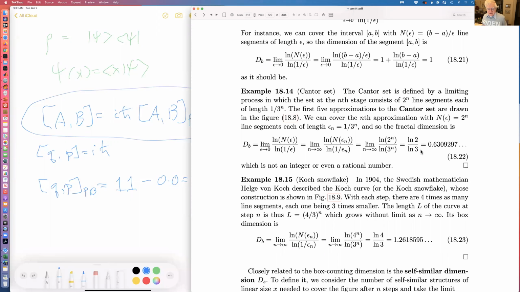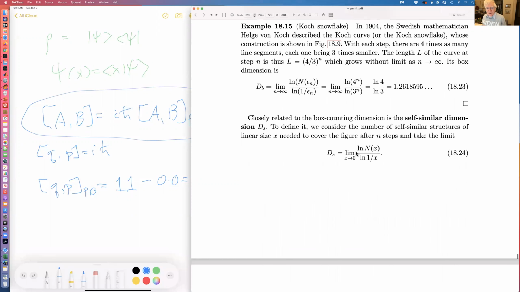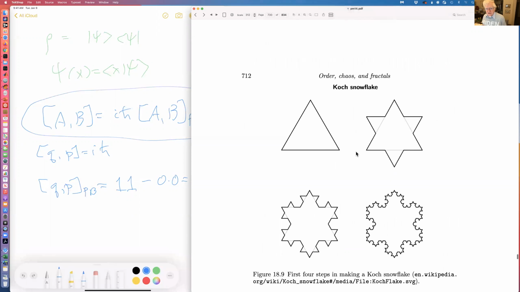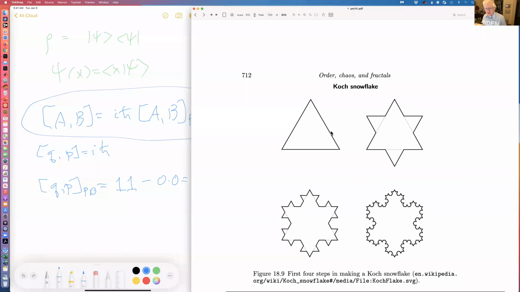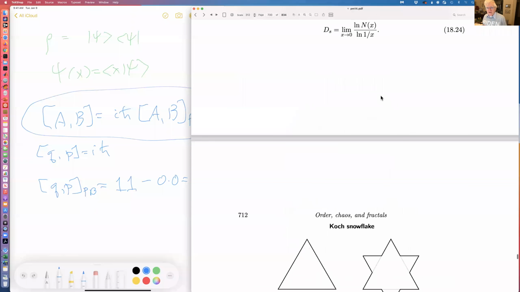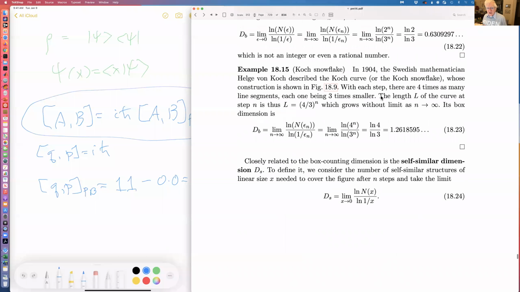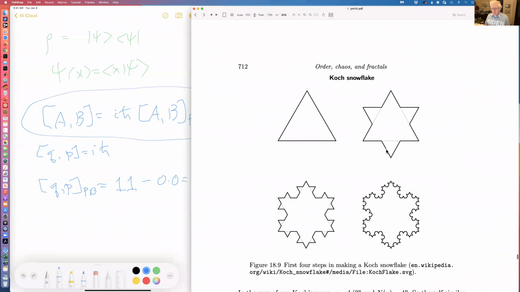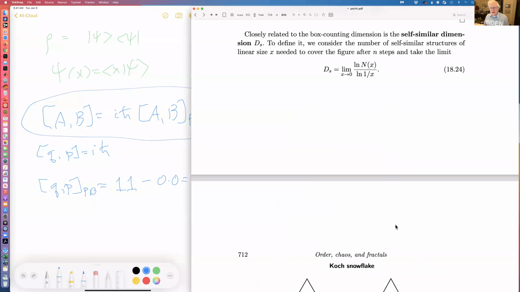Then another example is the Koch Snowflake, which looks like this. You take a triangle, and then again, you replace the middle third of each edge with a triangle, and you continue in that way, and that's called a Koch Snowflake. If you work out that dimension, it's greater than 1, which is reasonable because it's becoming more than just one-dimensional.